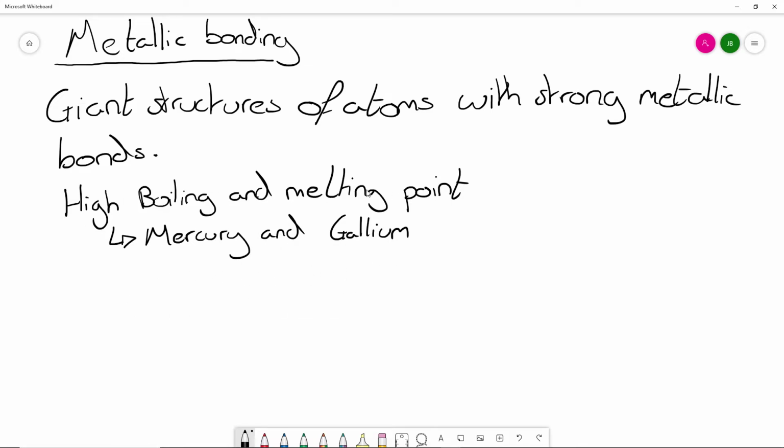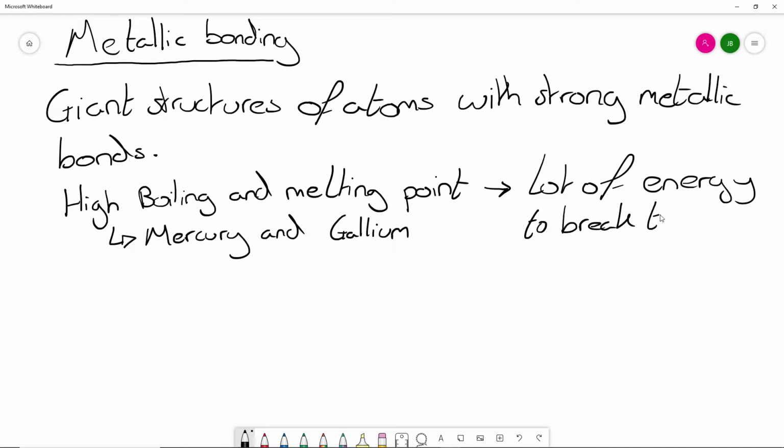Now, the reason they have a high boiling and melting point in normal metals is due to these strong metallic bonds. As they are quite strong, they're difficult to overcome. It requires a lot of energy to break the metallic bonds. That's what will give it the high melting and boiling point.